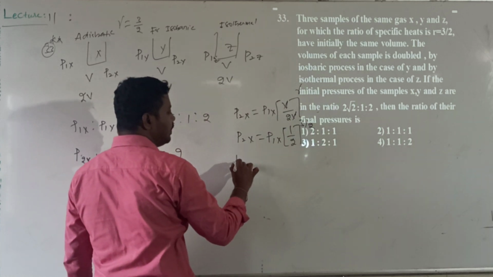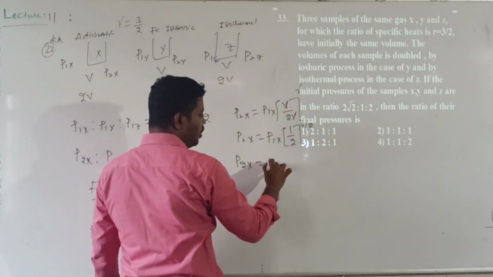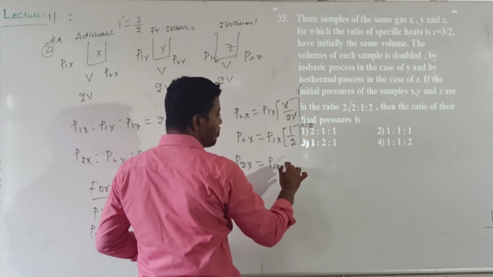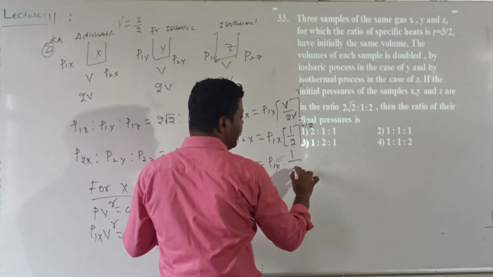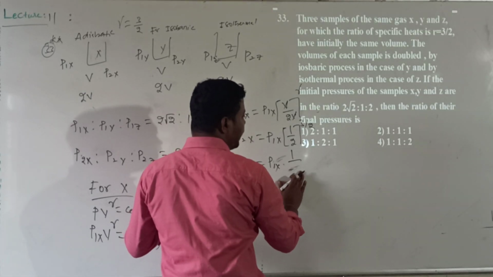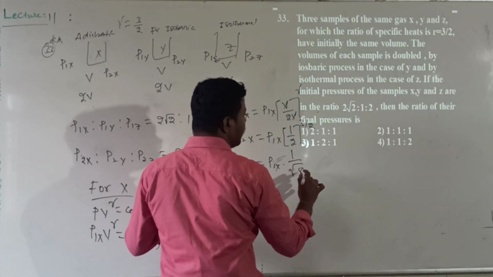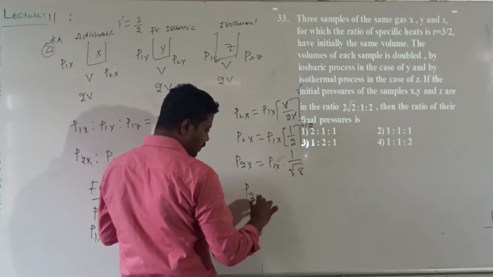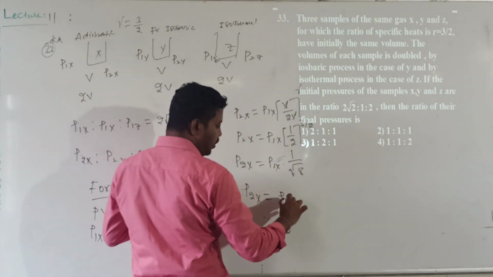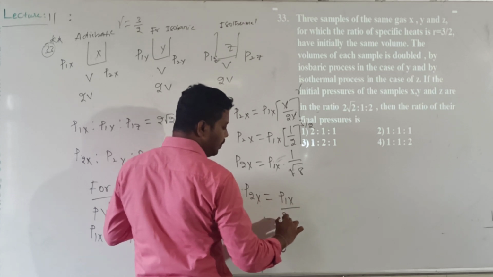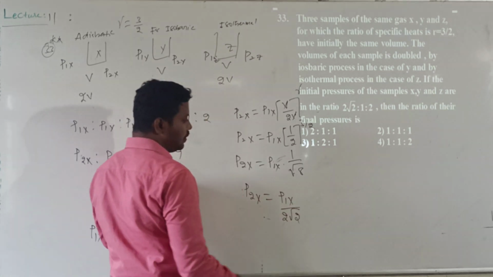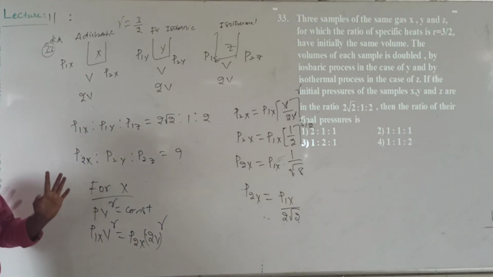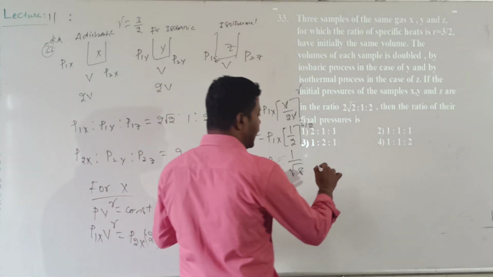Then what can I write? P2x value is equal to P1x into 1 by 2 cube, and 2 cube is 8, so root 8. So what do I get as the answer for P2x? P2x is equal to P1x divided by root 8, which is 2 root 2. Understood? This is for X.